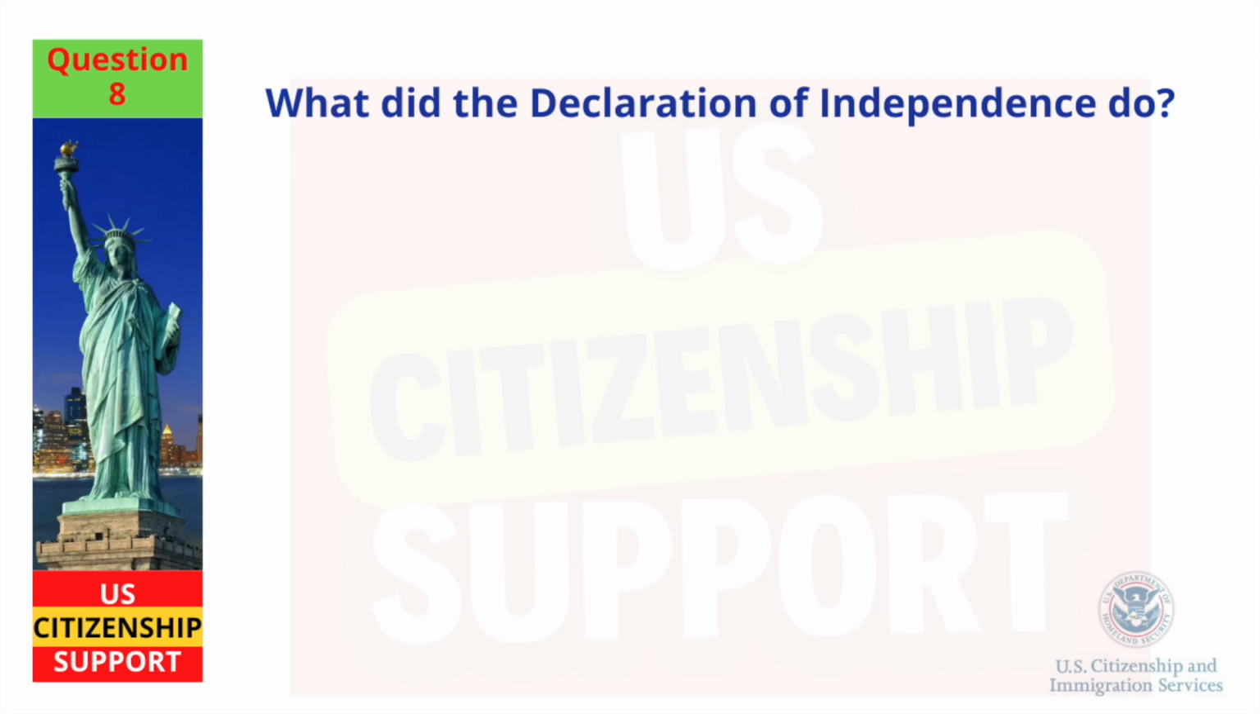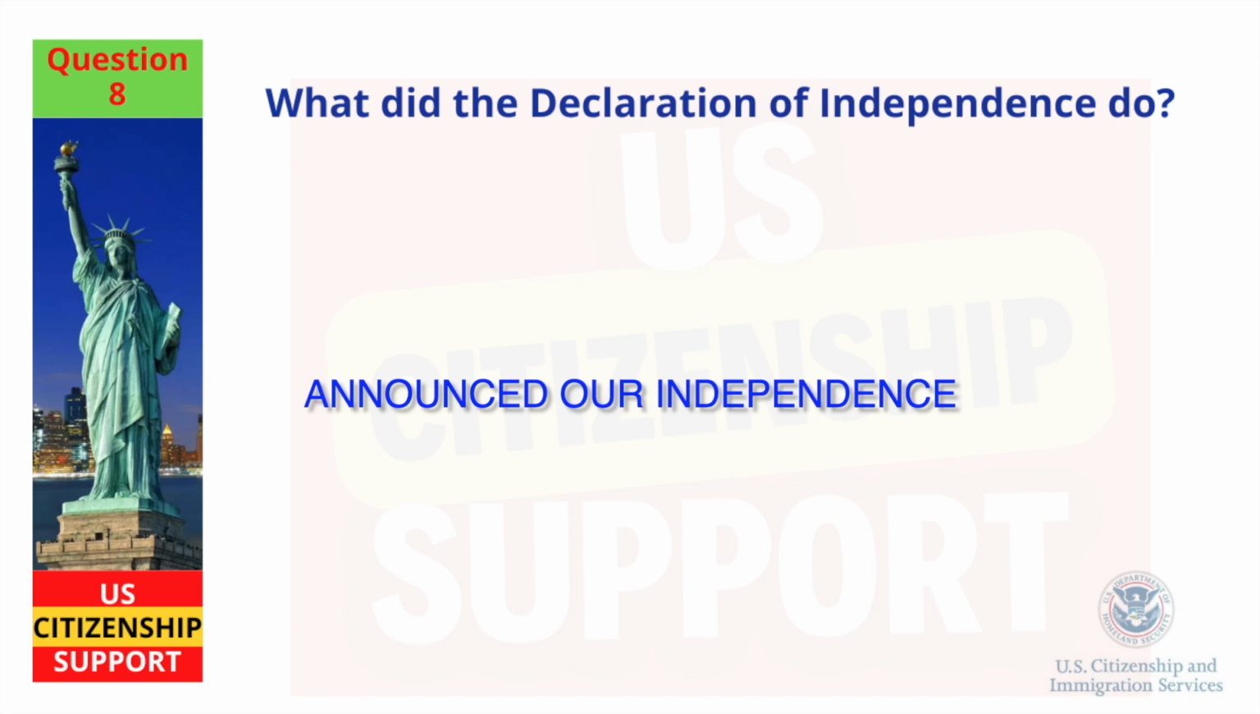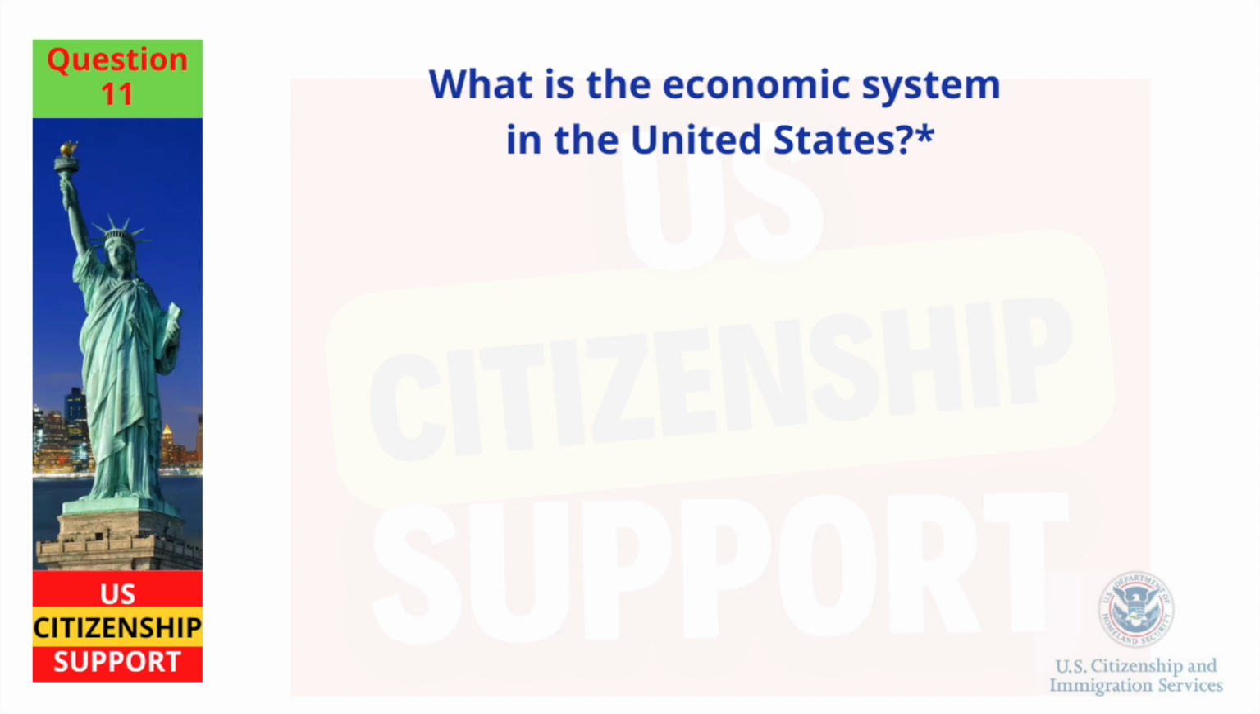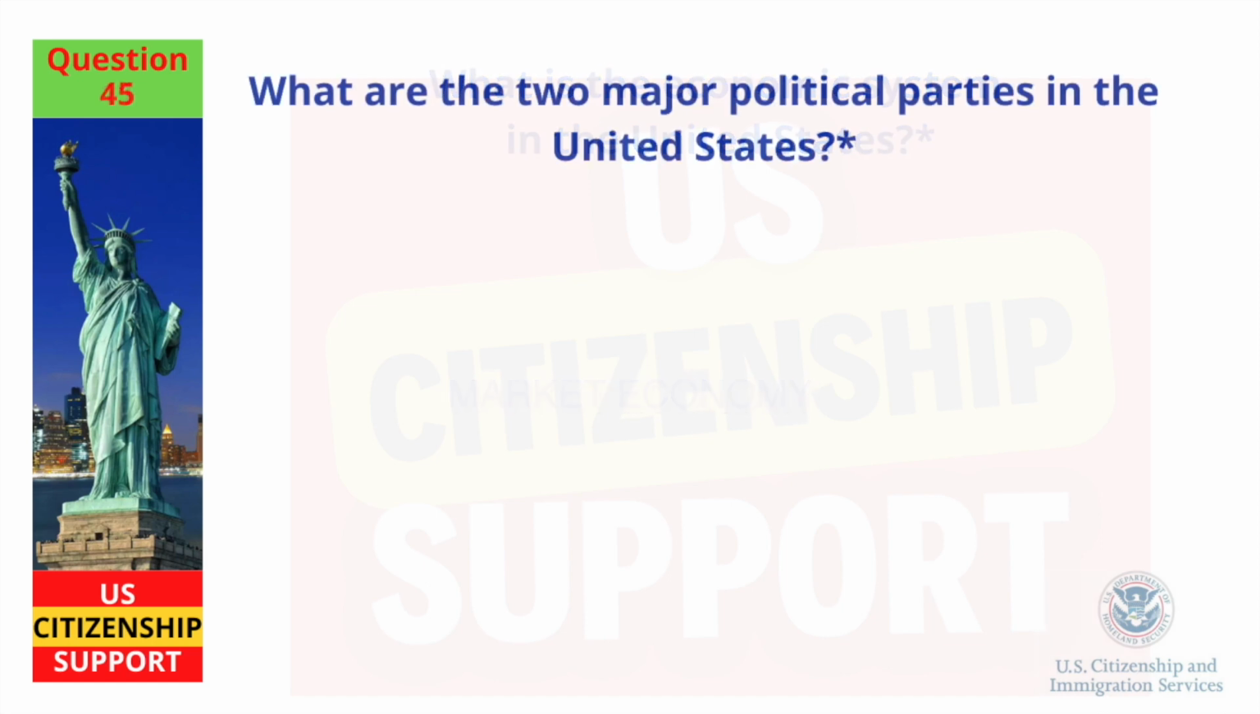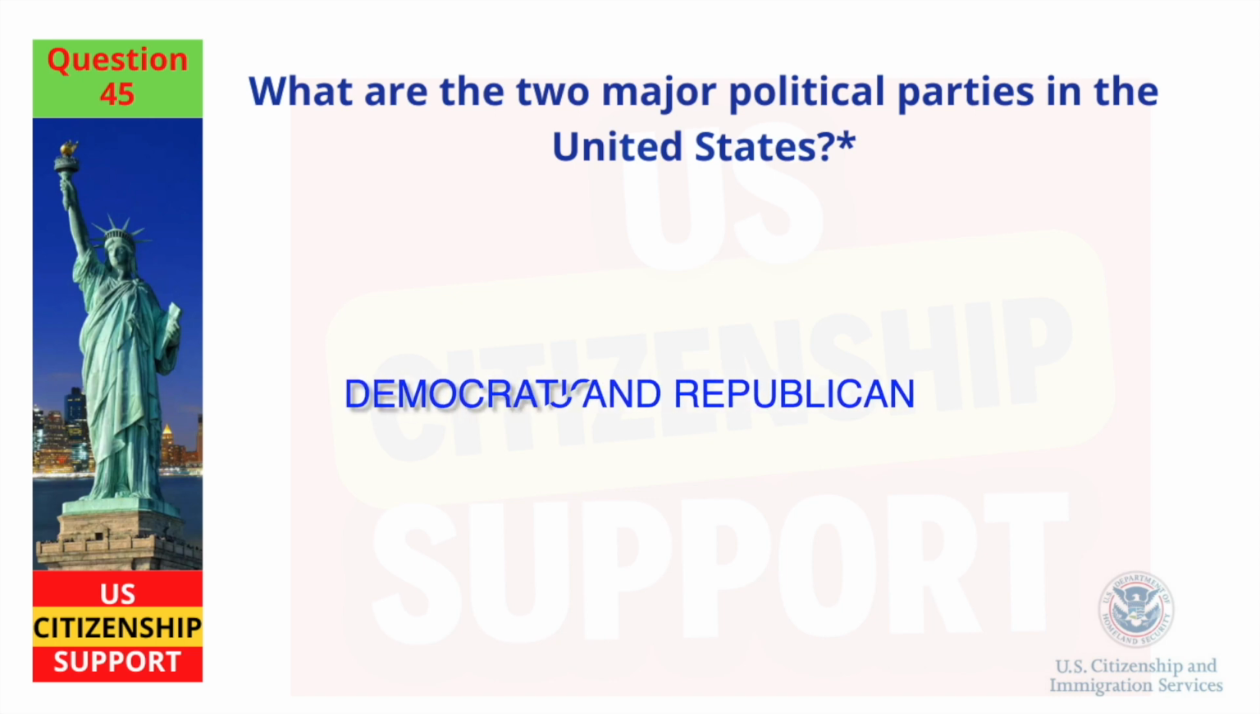What did the Declaration of Independence do? Announced our independence. What is the economic system in the United States? Market economy. What are the two major political parties in the United States? Democratic and Republican.